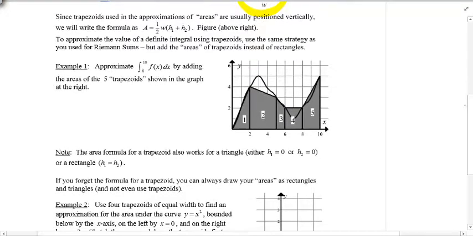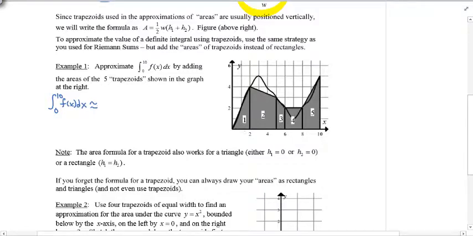Here, once again, I'm going to ask you to approximate this integral. In this case, I want you to add the areas of 5 trapezoids that are shown in the graph at the right. So once again, I'm asking you to find the definite integral. This is an approximation, so please use the approximate sign. Let's go ahead and try to find these areas.